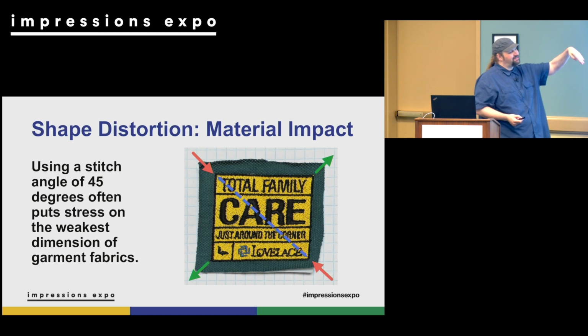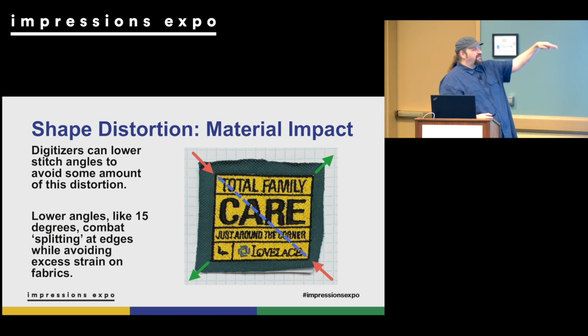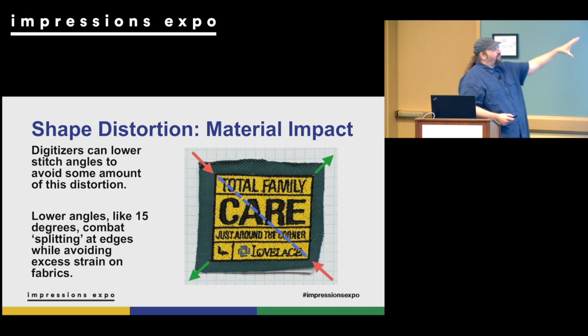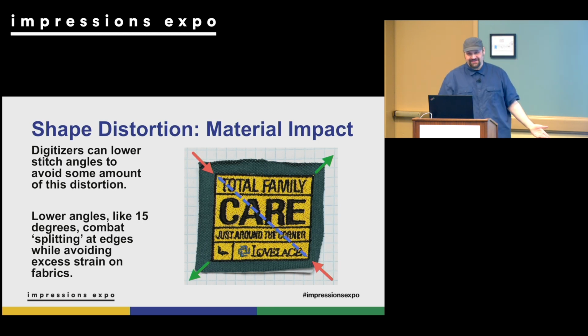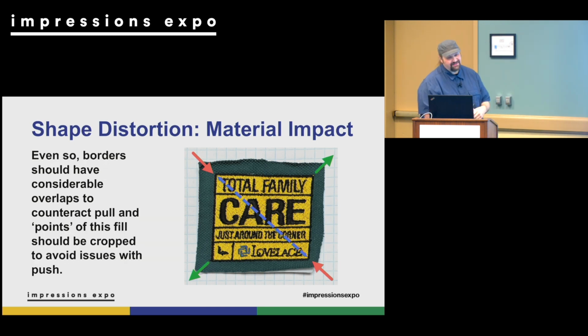So that's something a digitizer can change by just changing from something like this 45 to like a 15-degree angle. I will show you what I'm talking about with splitting in a second, and you'll see that it's another correction people often have to do with borders. But lower stitch angles can be a better way to be a little more nice to the garment and not distort that material so much. Even so, you do still have to have considerable overlaps.